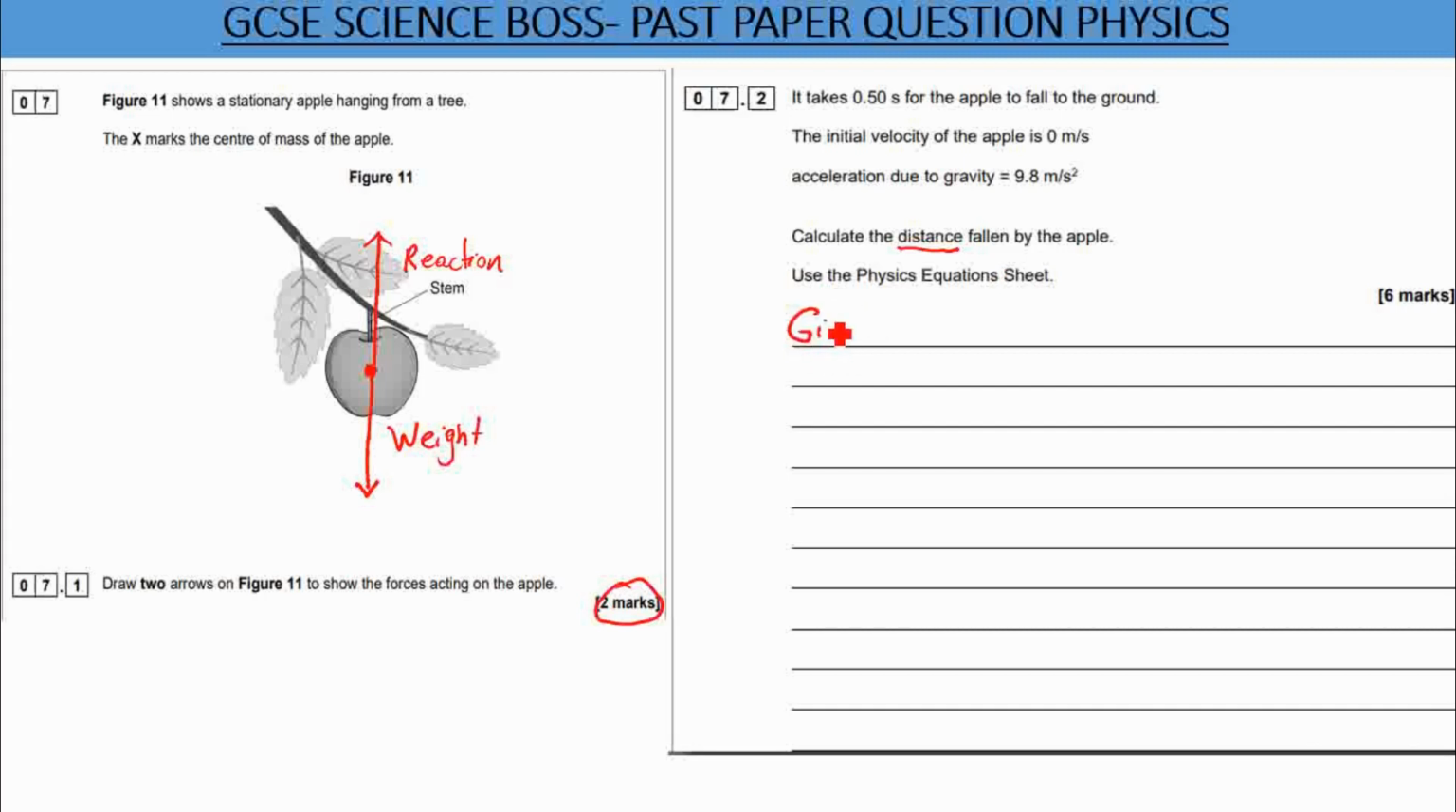So firstly, what is given in the question? So you're given the time. The letter T is 0.5 seconds. Okay, good. What else are you given? You're also given the initial velocity. Now, what letter do we use for that? The initial velocity is U, that is 0 meters per second. You're also given the acceleration due to gravity. All right, so when it's falling, that's how quickly it will accelerate. So you're actually given A, which is 9.8 meters per second squared.